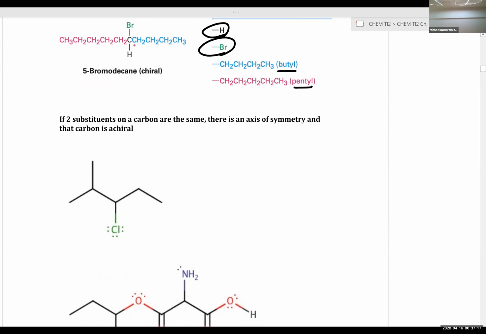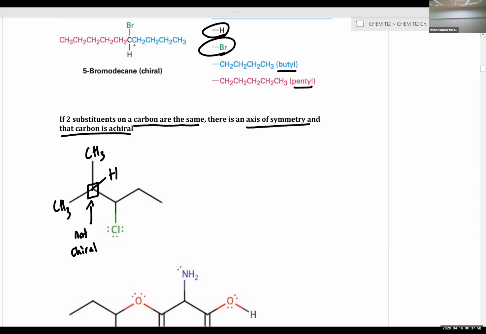Now, if 2 substituents on a carbon are the same, there is an axis of symmetry and the carbon is achiral. Let's take a look at this carbon right here. Does this carbon that I've boxed, and don't be shy to type in the chat, have 2 identical substituents? Does it have 2 of the same groups attached to it, or does it have 4 different groups? Yep, I see a lot of people typing yes. We have 2 methyl groups, so this center is not a chiral center.